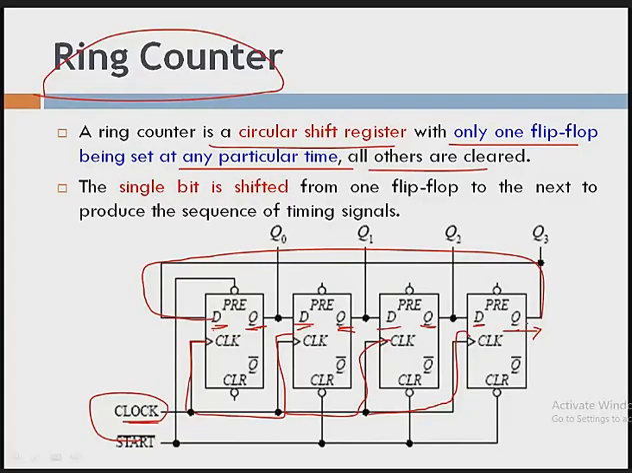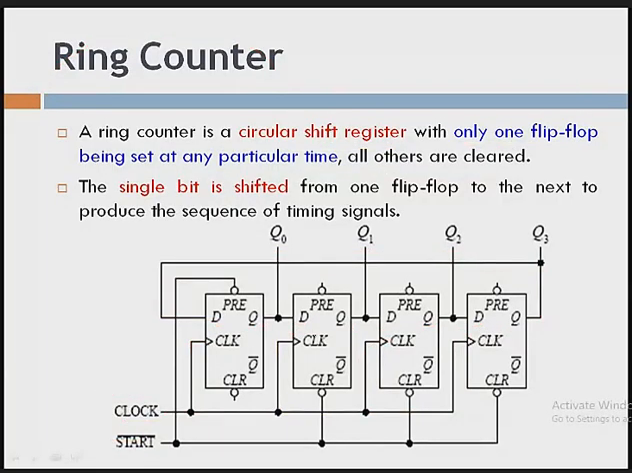Are you getting it? In a normal shift register, we are not connecting the output of the last flip-flop back; we are just taking the output from the last flip-flop. But here, the output of your last flip-flop is given to the input of your first flip-flop. So clear this thing. Now the next important point: only one flip-flop is set at any particular time, and all others are clear. For that purpose, see here, out of these four, three flip-flops are connected to the clear pin.